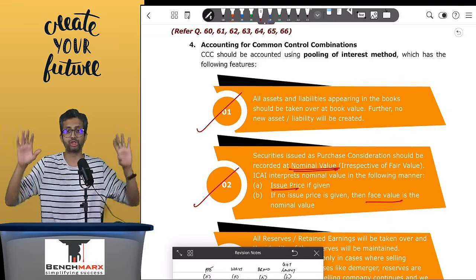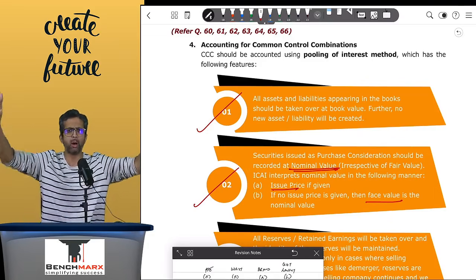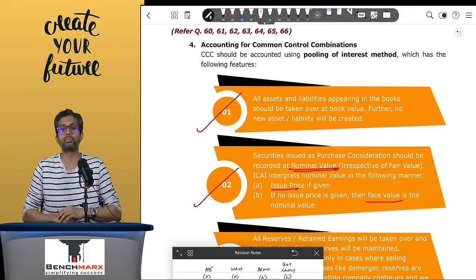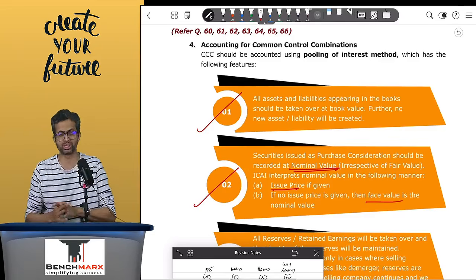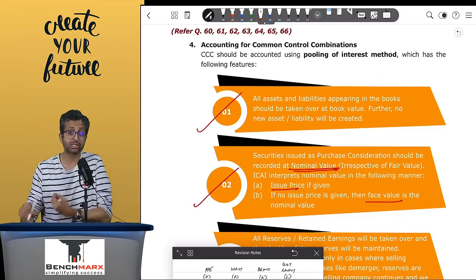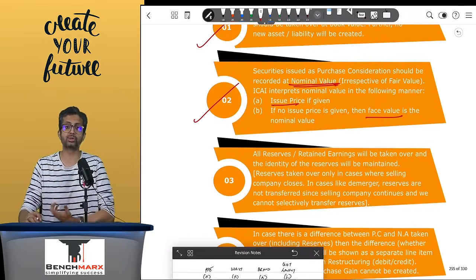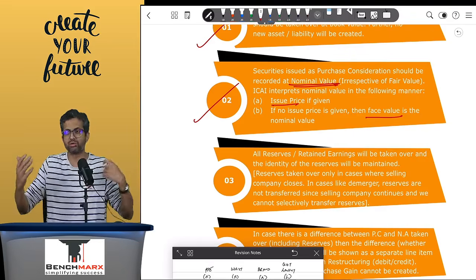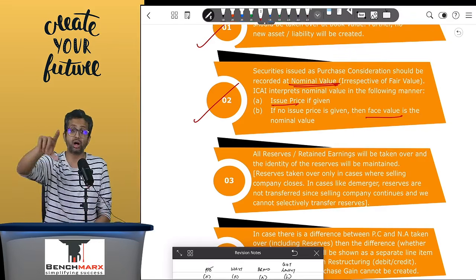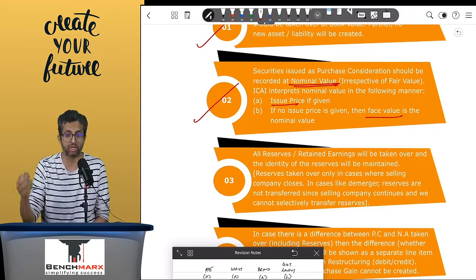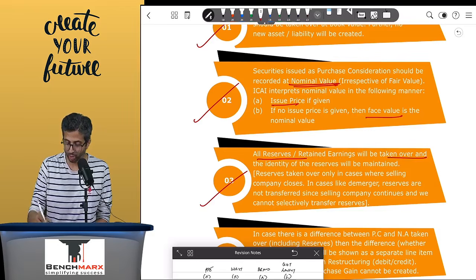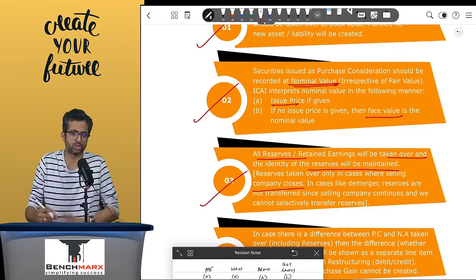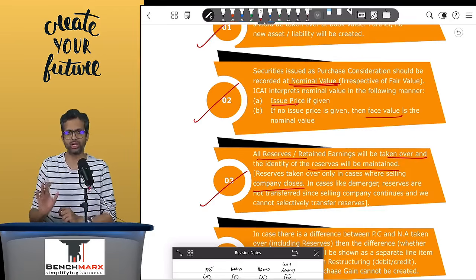However, if it is an amalgamation where there is a company AX, there is a company BX, both of these companies are closing and a new company is formed, if there was a common control combination, you are required, or rather allowed, to take over the reserves of each of these companies. So this is a feature of a common control combination. Ideally, reserves are not transferable. However, because it is a restructuring, these earlier reserves were also earned by you as a group, and hence as a special privilege, the standard allows you to take over the reserves. So all reserves or retained earnings would be taken over, and the identity of the reserves will be maintained. Reserves will be taken over in case the selling company closes. Obviously, if the selling company continues, then the reserves will not be taken over, like in case of demerger.